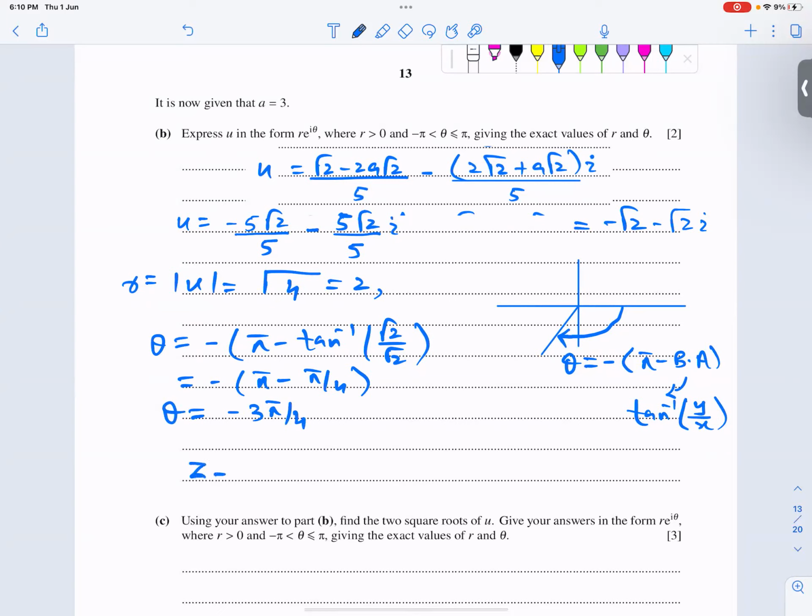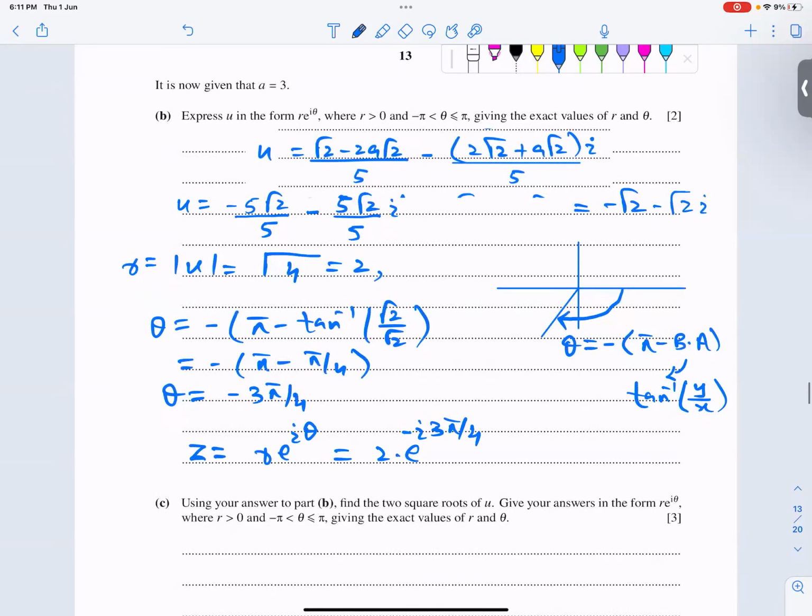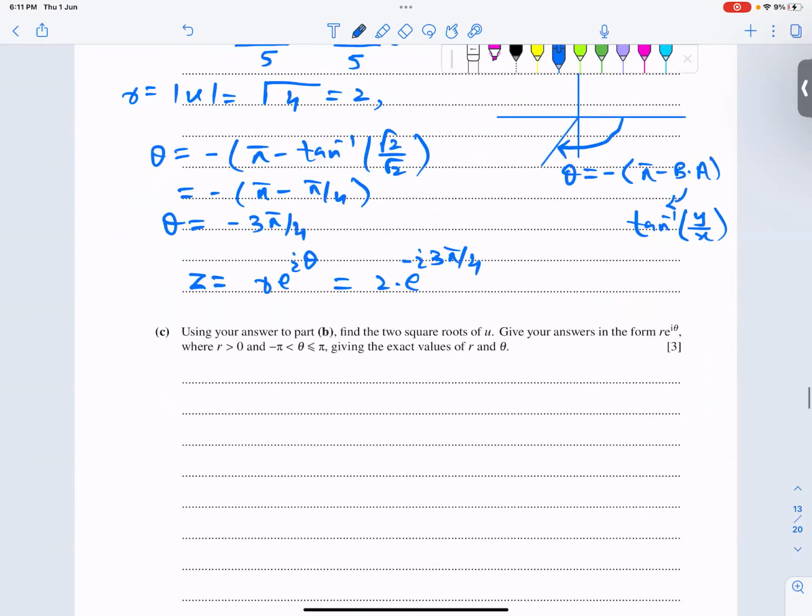So z will be equal to r e raised to the power i theta, and the value of r is 2, and the value of theta is minus 3 pi divided by 4. So this was the modulus argument form.